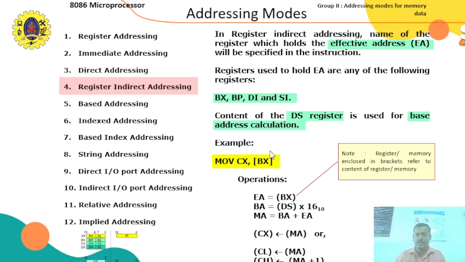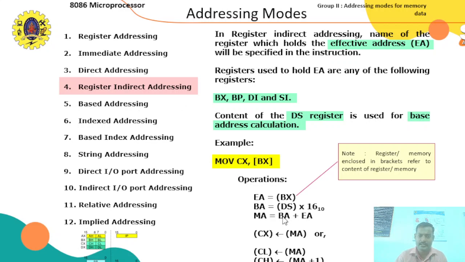What is the specialty or need for this addressing mode? Whenever you are using a loop, we need to access consecutive data. Here the indirect addressing mode is best suited, because even if the loop repeats five times, a direct addressing mode would access the same data five times. It is not possible to access the next data, but if you use register indirect addressing mode, we can get consecutive data. So this is best suited for an array of data.